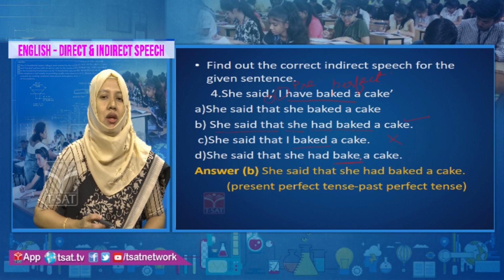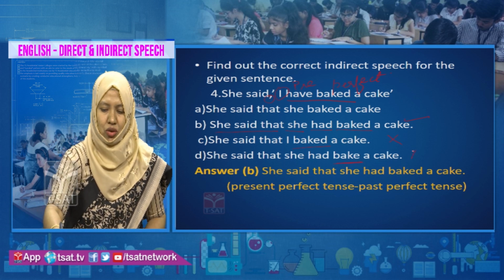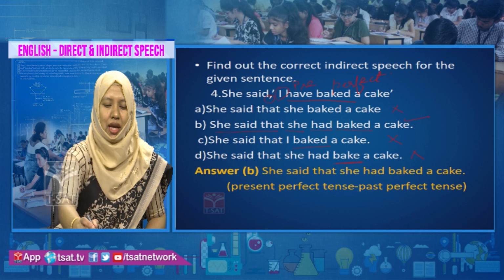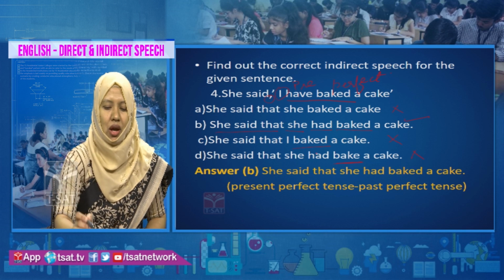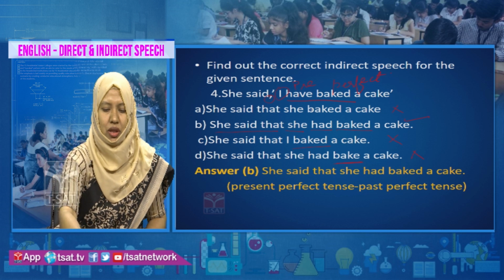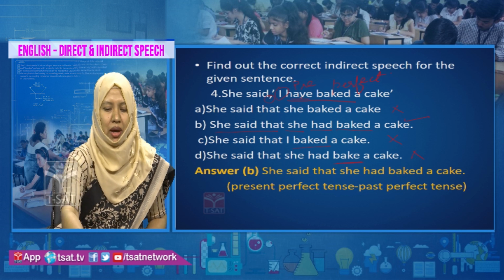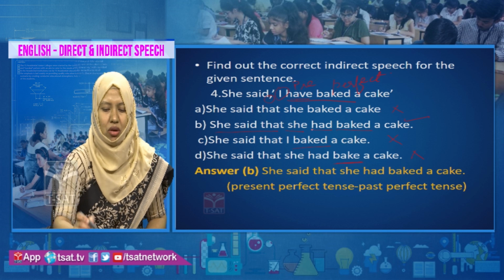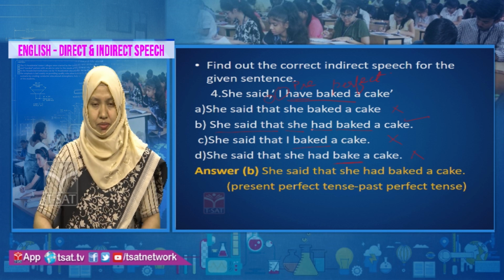Here the verb is wrong. So, this option also is wrong. She said that she baked a cake. Here because have is there, you have to change it into had. You cannot use it without this verb. So, all these 3 options are wrong. Option B is correct.